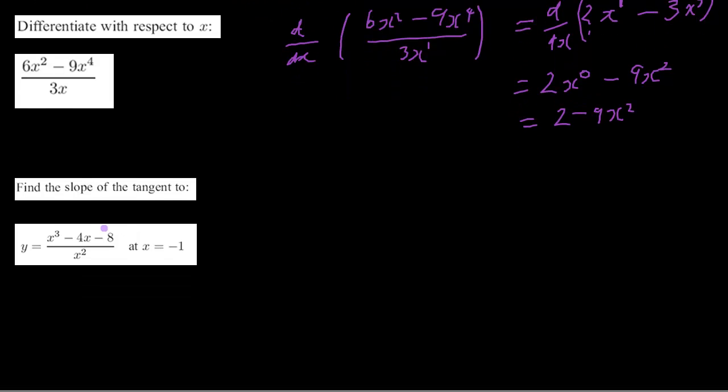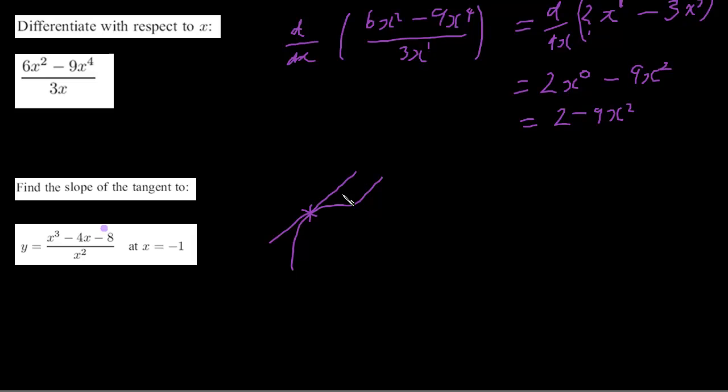Now let's look at this last question. Find the slope of the tangent to y equals x cubed minus 4x minus 8 over x squared at x equals minus 1. So we're going to find the slope of the tangent. Well, if we have our curve, so let's say we've got a curve, and at this point we want to find the slope of the tangent. Well, the tangent is a line, a straight line.